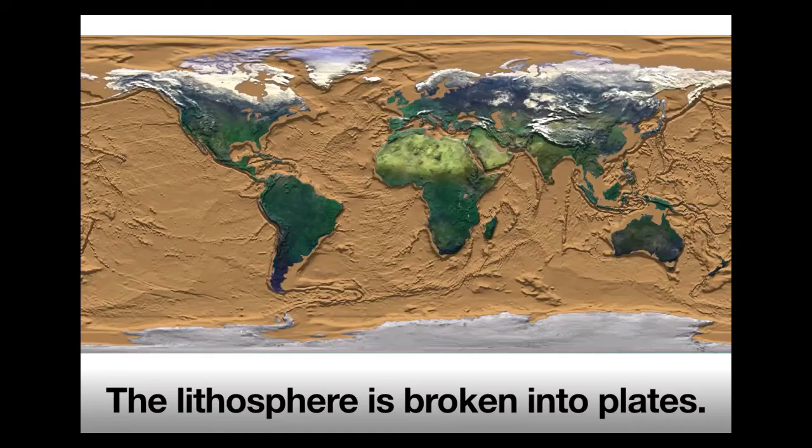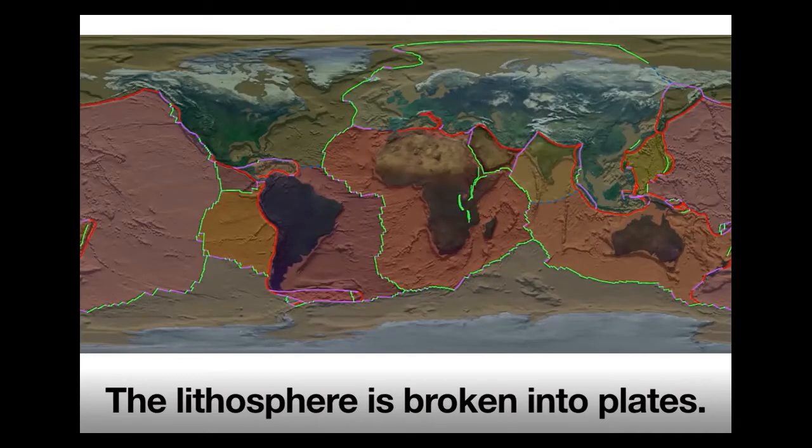According to the theory of plate tectonics, the lithosphere, which is the rigid outermost shell of the Earth, is broken into tectonic plates, which you see here. You can call them tectonic plates or lithospheric plates. It's important to note that some plates are oceanic, some are continental, and some are a combination of the two.